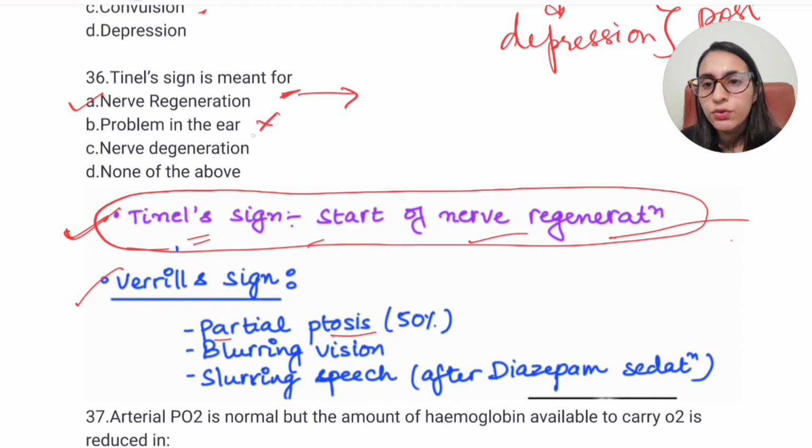Tinel sign is not related to ear problem. It is nerve degeneration. While Tinel sign can provide some information about the nerve health, it tells about the nerve regeneration, not the degeneration.